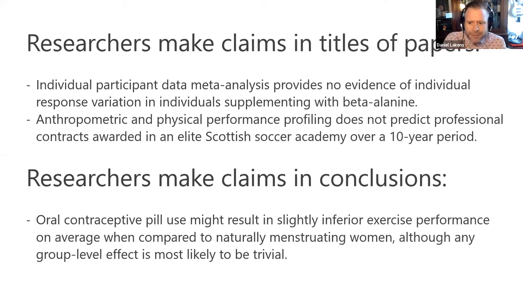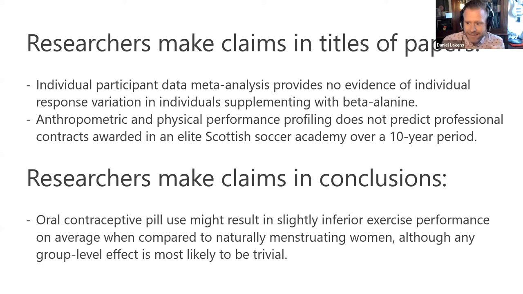Now, if we take a look at what researchers do, we often see that indeed they make claims. There's a lot of people who seem to like to make claims when they publish papers. They might put them in their titles. For example, I collected a couple of examples here. Individual participant data meta-analysis provides no evidence of individual response variation in individuals supplementing with beta-alanine. So that's a claim. That's the title.